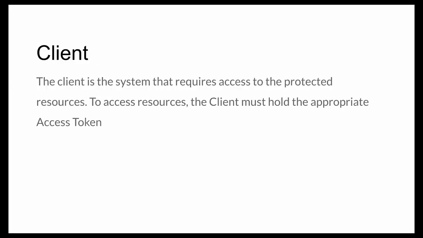Now the client. The client is the system that requires access to the protected resources. You, my friend, are the client because you want to access my phone, right? So a client will need access from the resource owner. And here you can see that the client must hold the appropriate access token. If you want to access my phone, you need to have my password, right? So that is what the access token will be given to you. So that's the resource owner and the client.